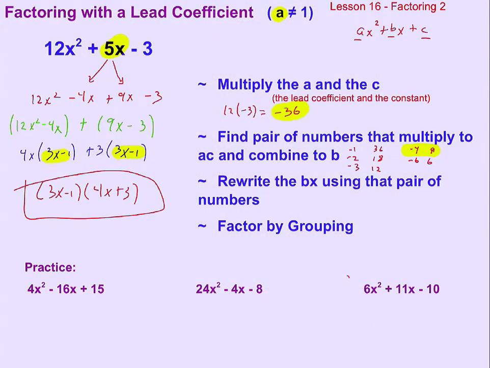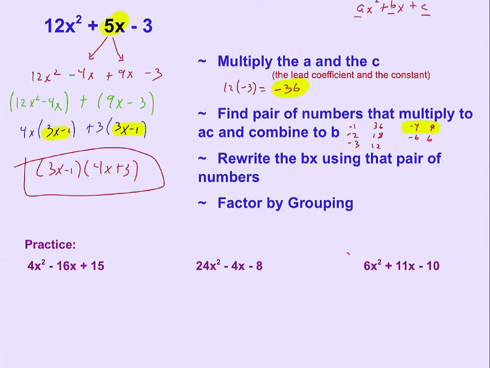We can practice with a couple more of these. Remember, the idea is we're going to multiply the a times the c, which in this case is 4 times 15, and then look for numbers that multiply to 60 and add to negative 16. This one I'm guessing a lot of you are able to see right away.